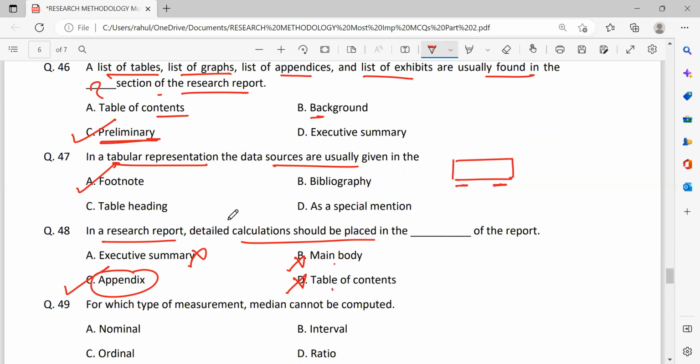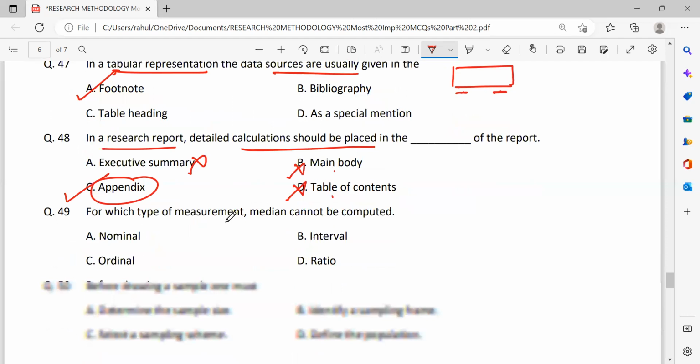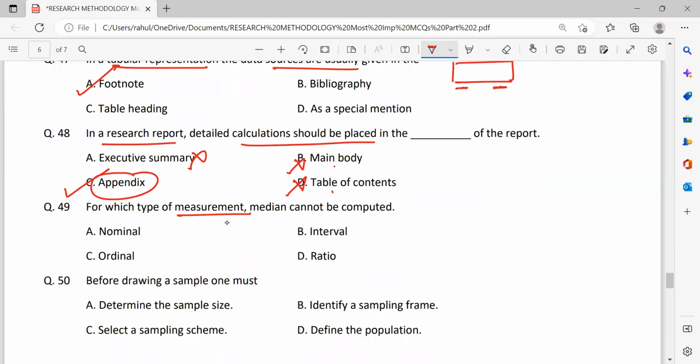Question number 49. The question is, in which type of measurement median cannot be computed? Nominal. In nominal measurement, we cannot compute median. And last question, question 50. Before drawing a sample, one must define the population. One must define the population before drawing the sample.